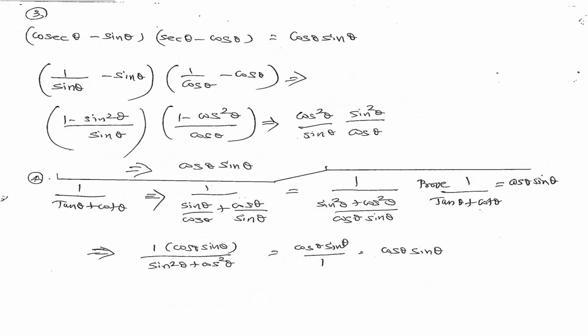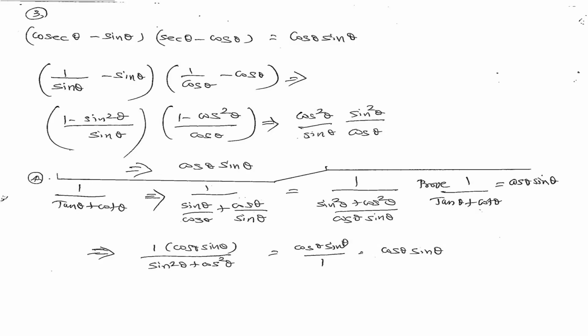In the third slide, you have (cosec theta minus sin theta) multiplied by (sec theta minus cos theta), which should be proved as cos theta sin theta. Now you have to convert everything into sin cos form to get to cos theta sin theta on the RHS. Cosec theta is 1 by sin theta, so we take cosec theta as 1 by sin theta minus sin theta, and sec theta as 1 by cos theta minus cos theta.